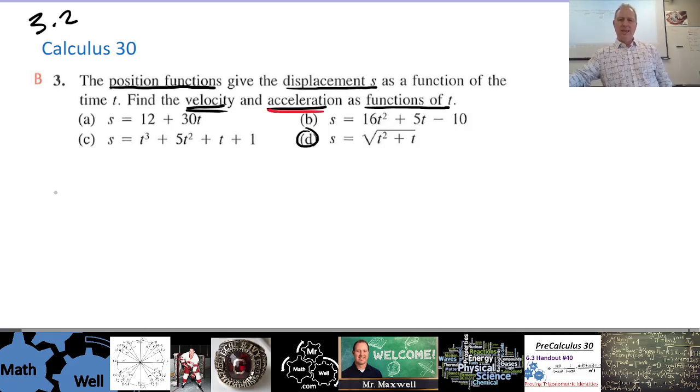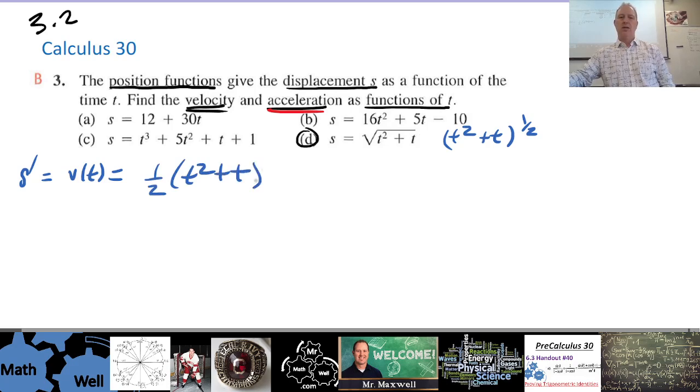So for D, the first derivative is s prime, or the velocity function here, if you want to write it like that. So let's write this as t squared plus t to the power of 1/2. It's going to make things a little bit easier when you do the power rule. So that's going to be 1/2 (t squared plus t) to the negative 1/2, right? Now we also have to use the chain rule because there's a function inside. So this is going to be times 2t plus 1. Okay? So we've got this for our velocity function.